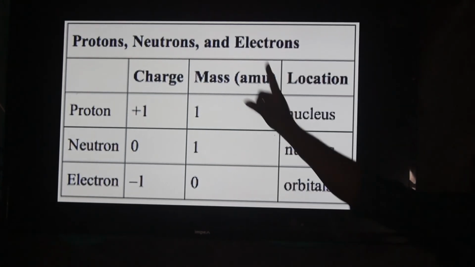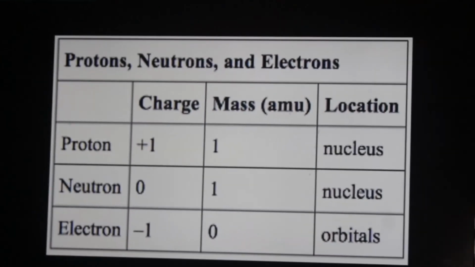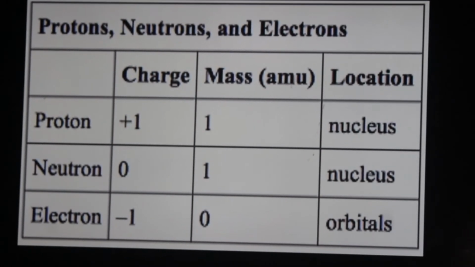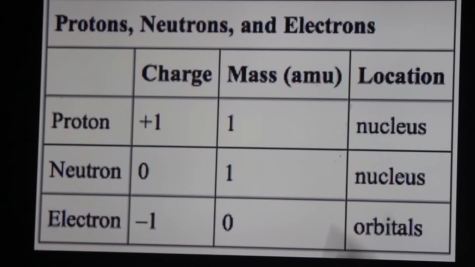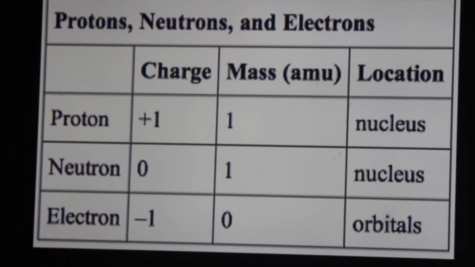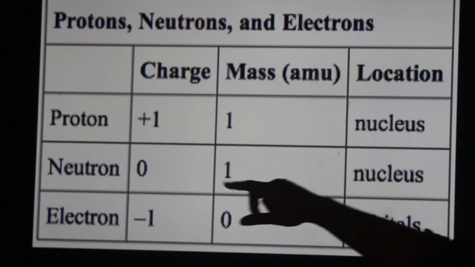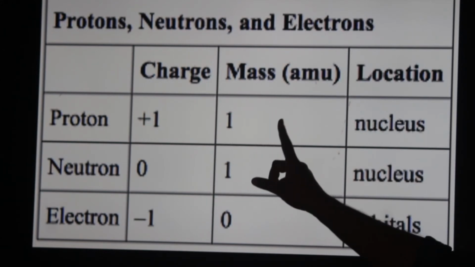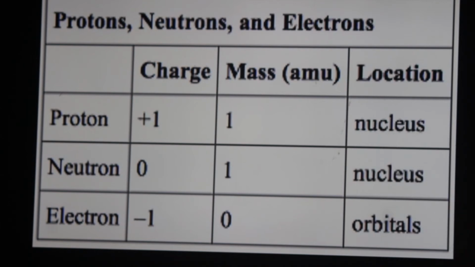Here, proton, neutron and electron. Charge, mass in AMU. AMU means the unit of atomic mass, atomic mass unit. And location. Here, the proton is positively charged, mass 1 AMU, location nucleus. In the case of the neutron, there is no charge, that is 0. The mass is 1, approximately equal to the mass of a proton.